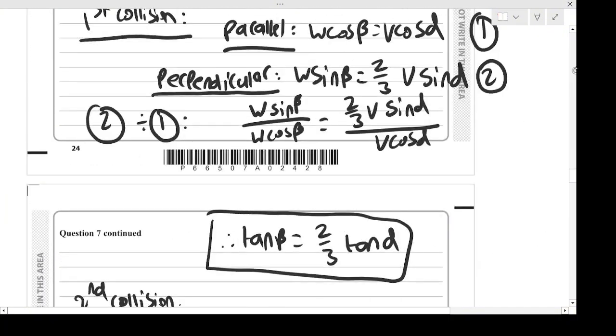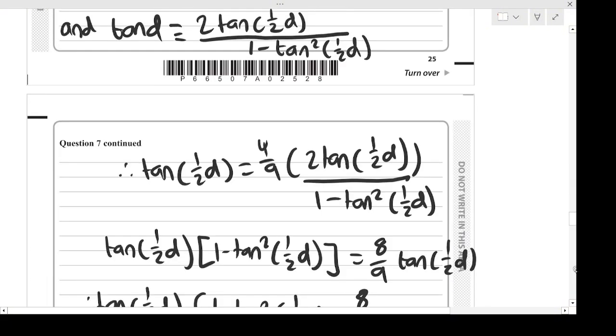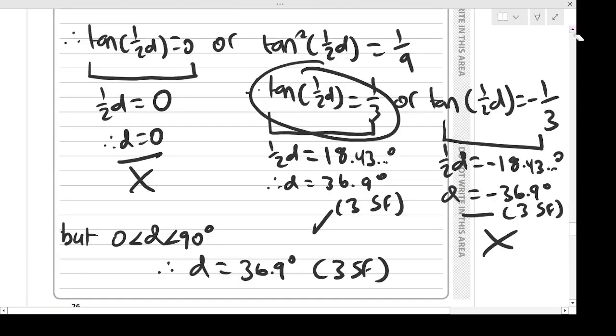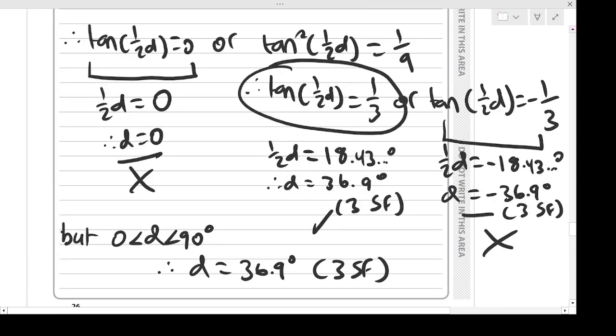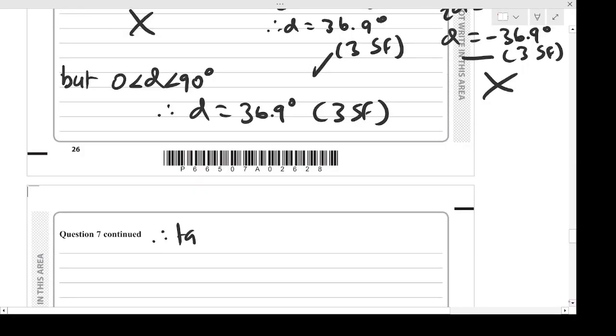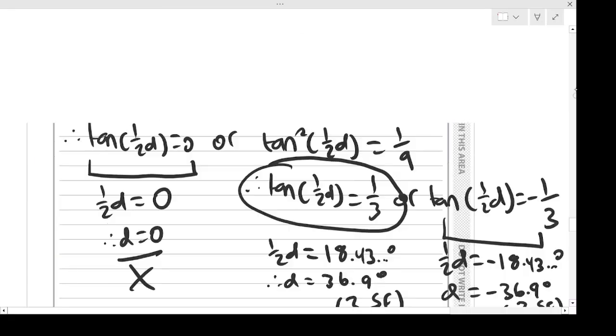Now, what did the question say? It wanted me to show that tan of half alpha is a third. Well, we actually already did that, right? So tan of half alpha is a third here, right? We got it from here. And actually tan of half alpha can only be a third because that's the only equation here that produces my solution. So therefore, I'm just going to say that tan of half alpha is a third only. So we get that equation, right? And there we are.